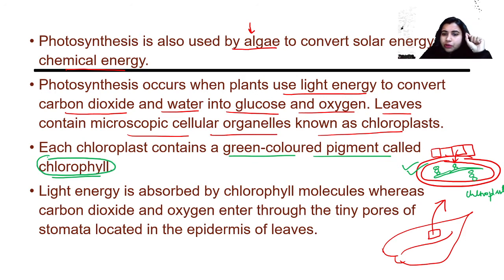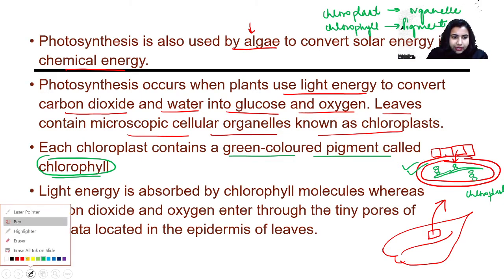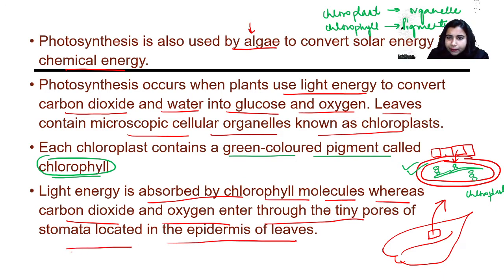So you should be very clear. Plast is an organelle. Chloroplast is what? It is an organelle. But chlorophyll is what? Chlorophyll is your pigment, right? Now, light energy is absorbed by chlorophyll molecules, whereas carbon dioxide and water enter through the tiny pores of stomata located in the epidermis of the leaf.